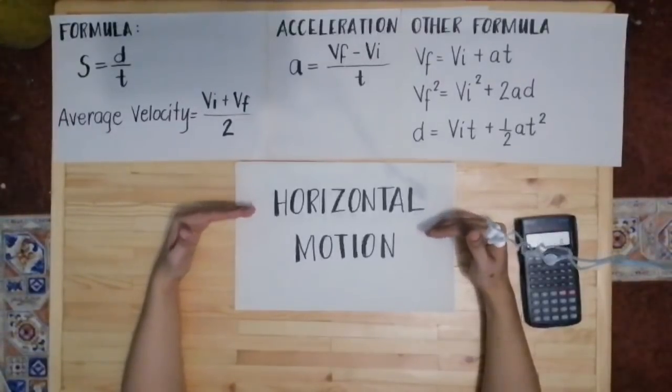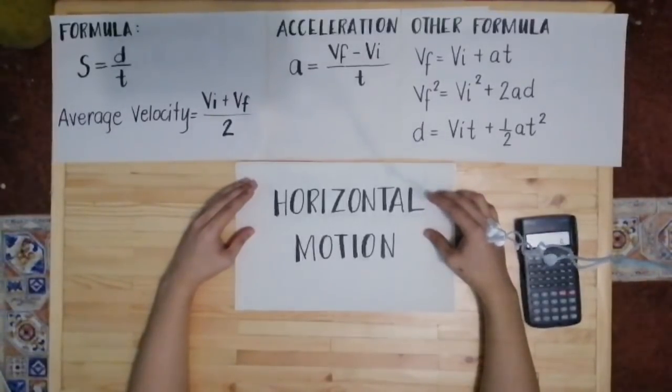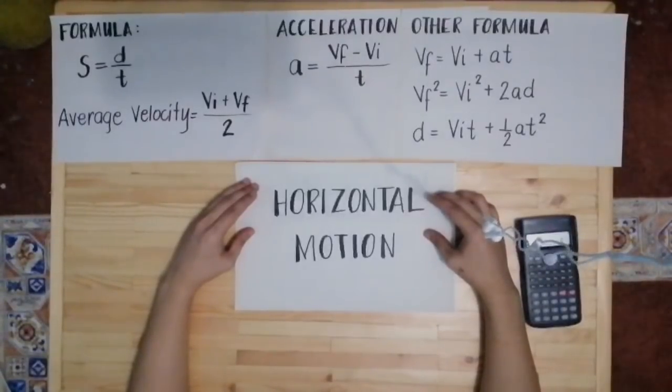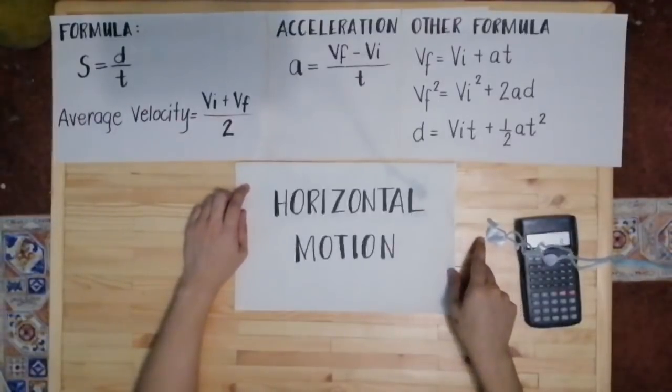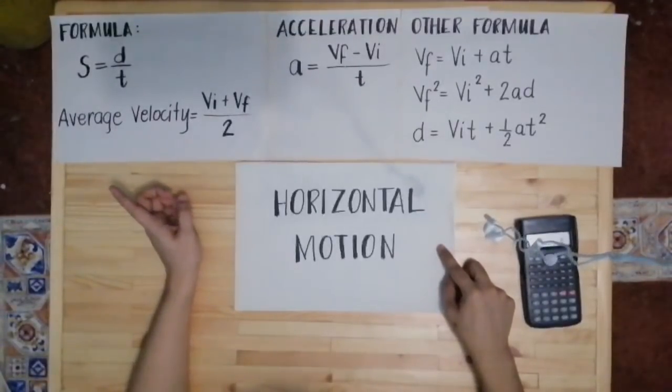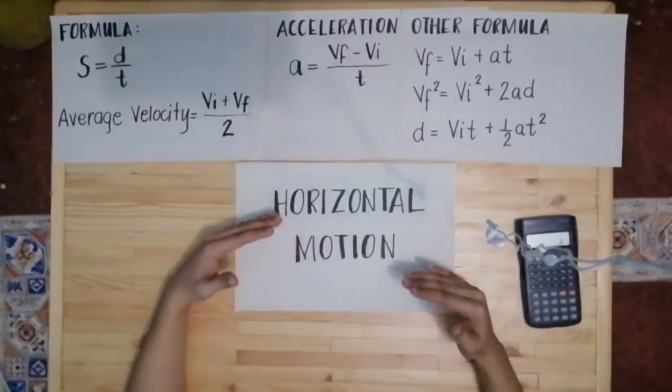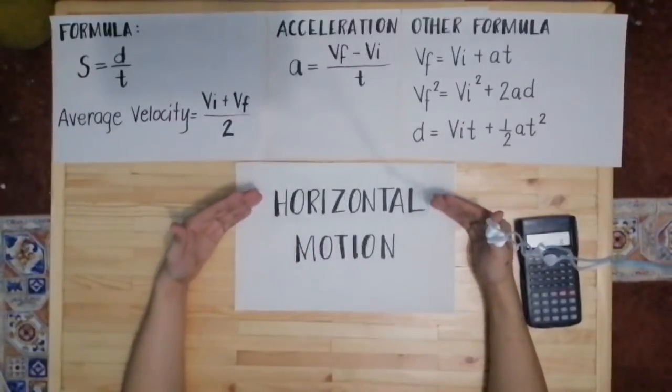When we say horizontal motion, this is a motion where objects move to the right or to the left only, or to the east or to the west only. Okay, yun yung mga motion na tatawagin nating horizontal.